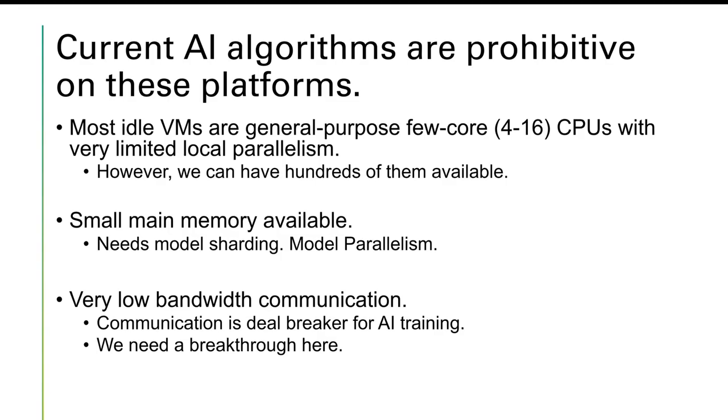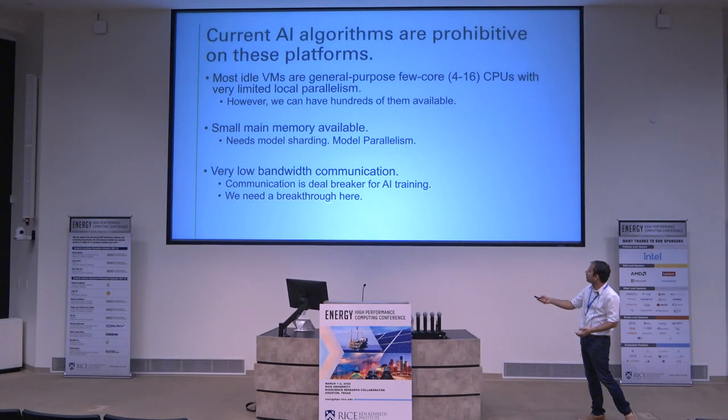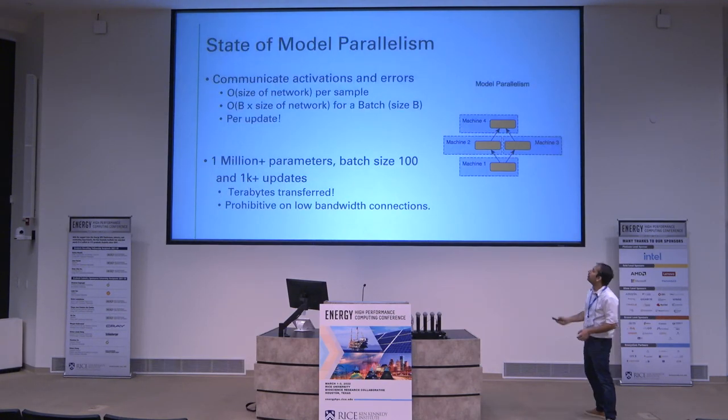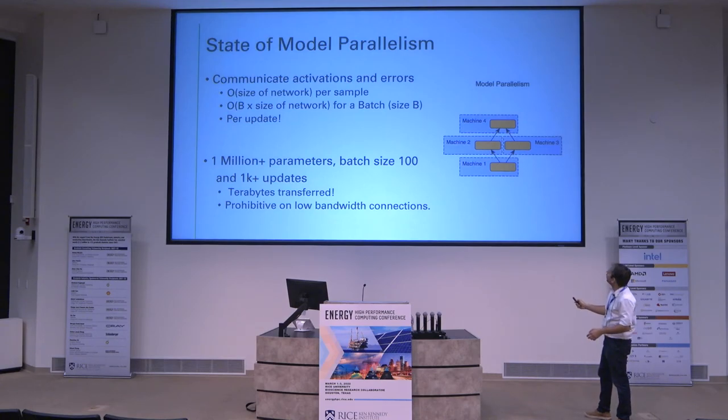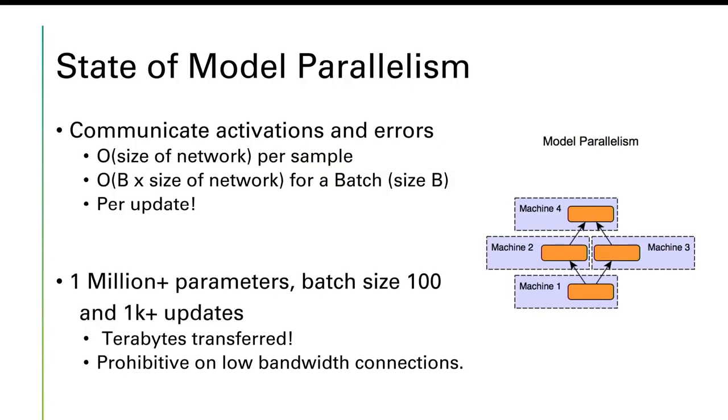So we realize that you need model sharding because the model is too big to fit on any machine, and that happens anyway with larger models. And in this case, it will be required because your VMs are not going to be that memory intensive, right? So the reason why I say that we need very low bandwidth communication, a deal breaker for AI training, is because of this. So currently, in the current state of model parallelism, you shard your model, which is a neural network, on different machines.